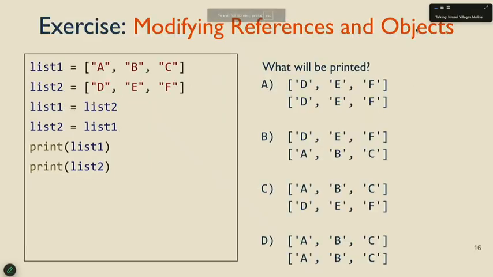Okay, so what's going to happen here? We have list 1 of A, B, and C, and list 2 of D, E, and F.